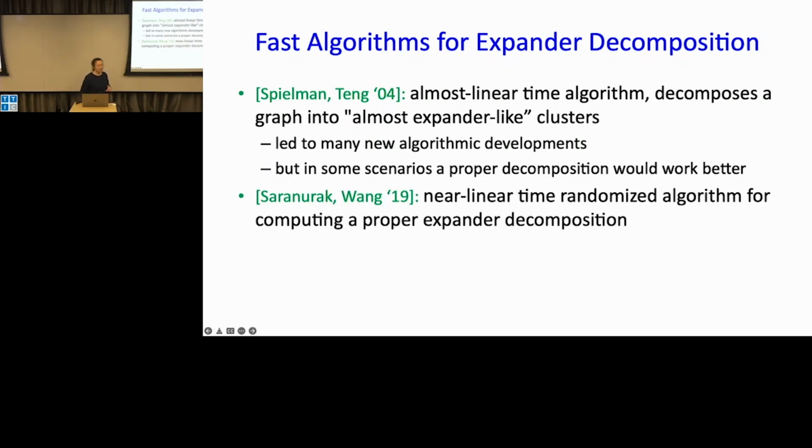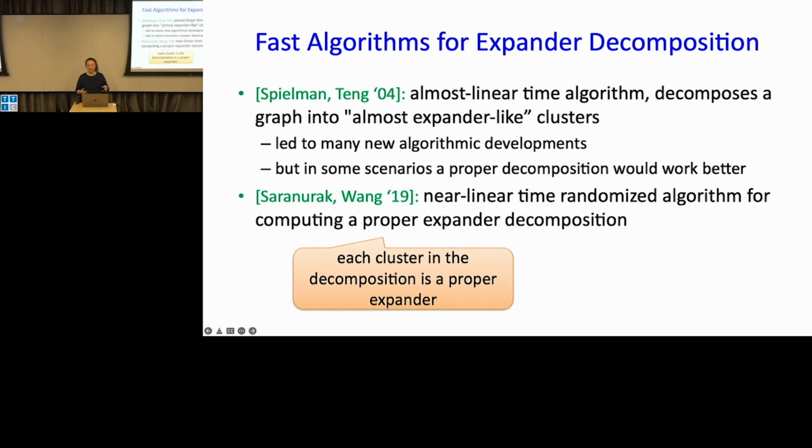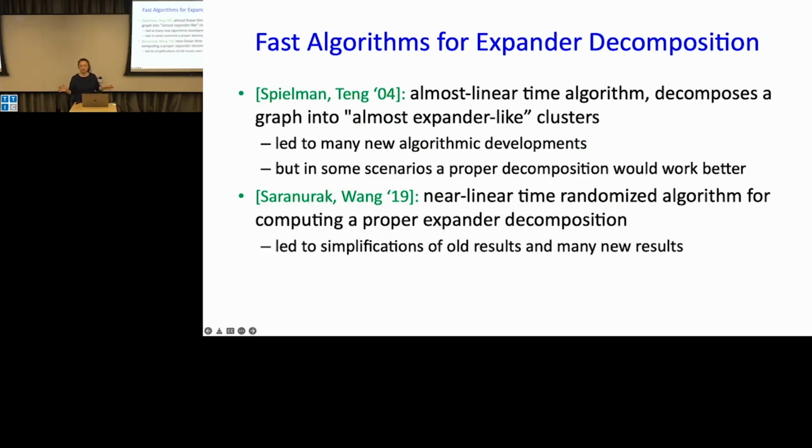This was remedied in this paper of Saranurak and Wang, which is also a really remarkable paper. They gave close to linear time randomized algorithms for actually computing a proper expander decomposition, so every cluster in the decomposition is actually an expander. And this led to a huge number of new results. I think many algorithms in recent years for graphs, both static and dynamic, use this. It also led to simplification of some of the old results that use this not quite proper decomposition.